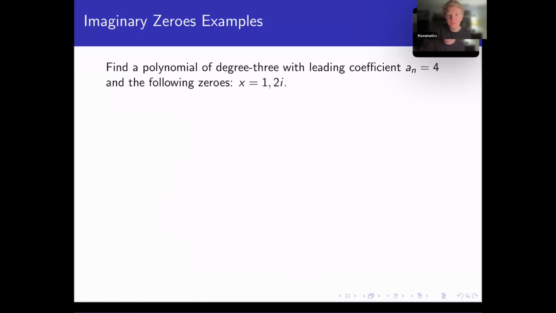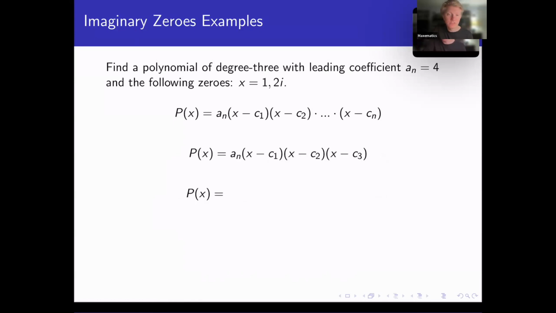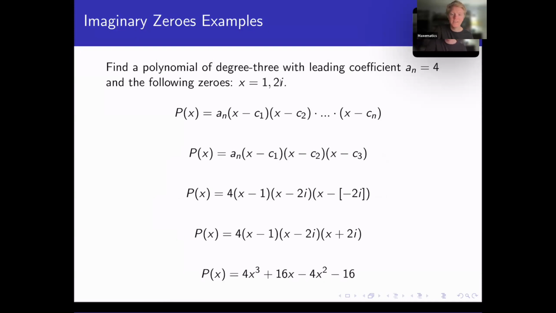Okay. Degree 3, leading coefficient 4 with zeros 1 and 2i. So degree 3, leading coefficient is 4. First zero is 1. Second zero is 2i. And then our missing zero is -2i. Okay, and there we go.